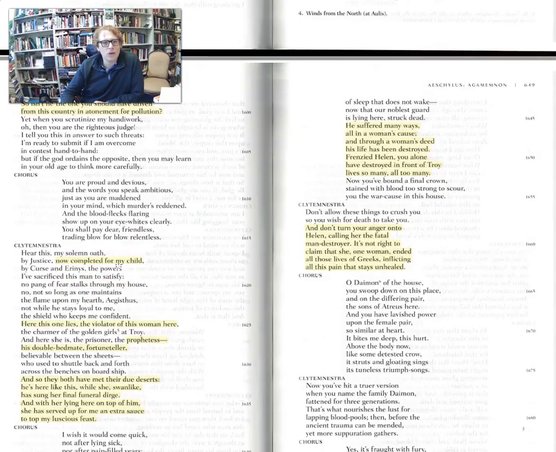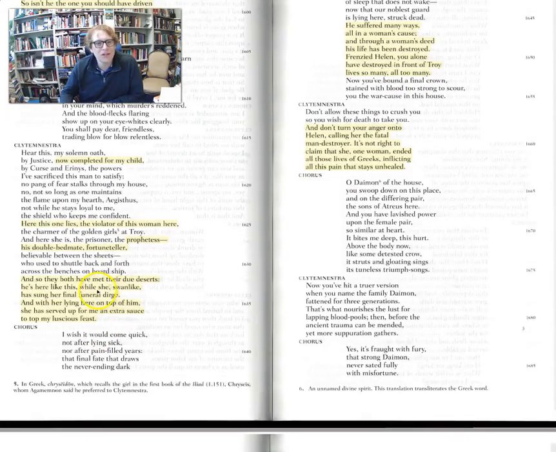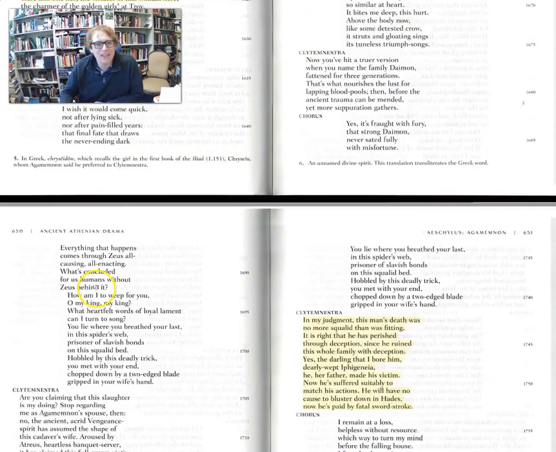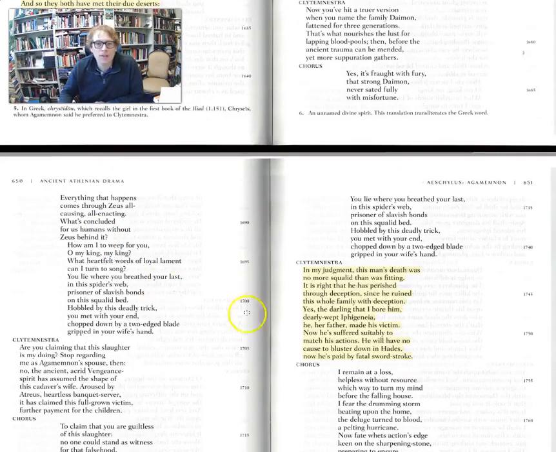Ten years I've been planning this, and I killed him for it. I always planned to kill him after he killed my daughter. I've been planning this for ten years, as soon as he got back, that I would do this. I will never forgive him for killing Iphigenia. So she kills him with three quick stabs, and then she kills Cassandra too, together with Aegisthus' help.